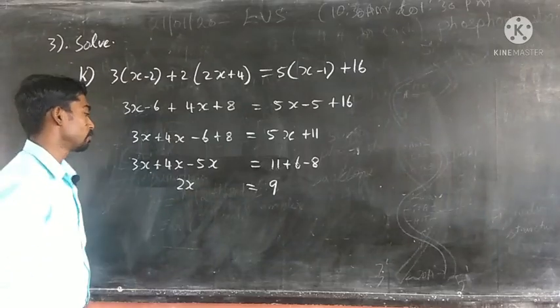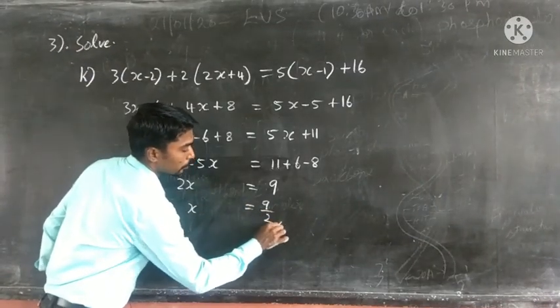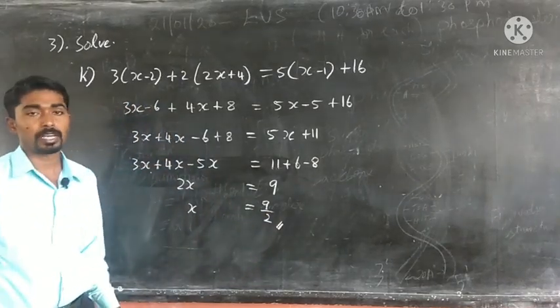The 2 we should take to the other side, it will be x is equal to 9 by 2, right? That's all. Thank you, students.